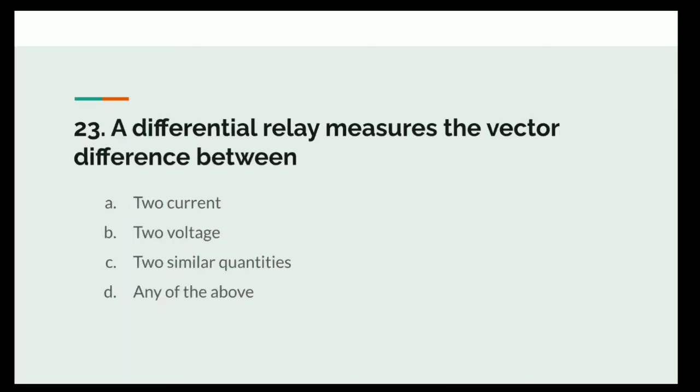Next question. A differential relay measures the vector difference between A. Two currents, B. Two voltages, C. Two similar quantities, D. Any of the above. And the correct answer is any of the above.